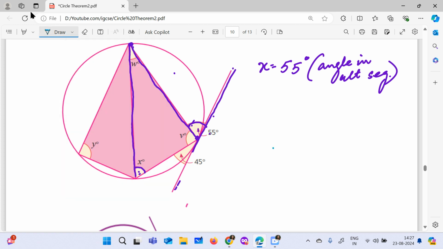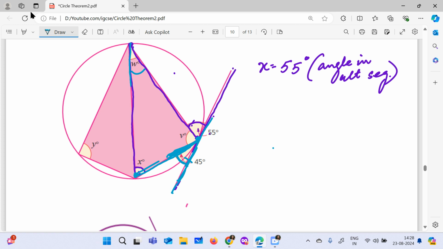See, you have another chord here, right? This chord and this tangent make a 45 degree angle. Is this clear to you? Here a 45 degree angle is formed. Now you can see that the same chord is also forming an angle in this segment here, and that angle is nothing but w. Am I right?